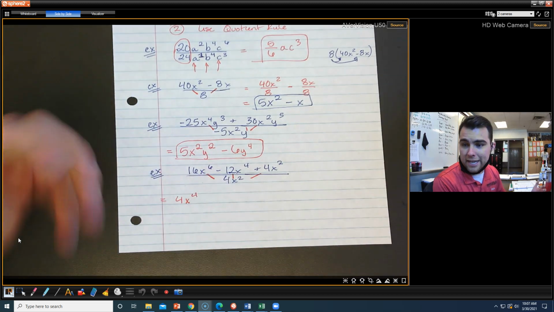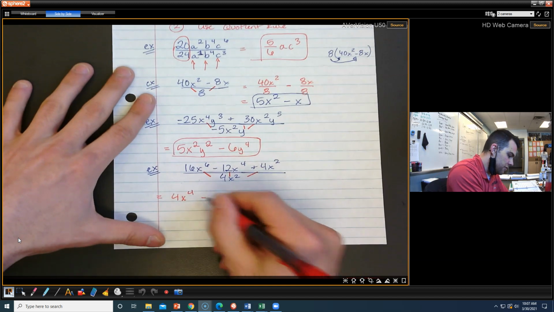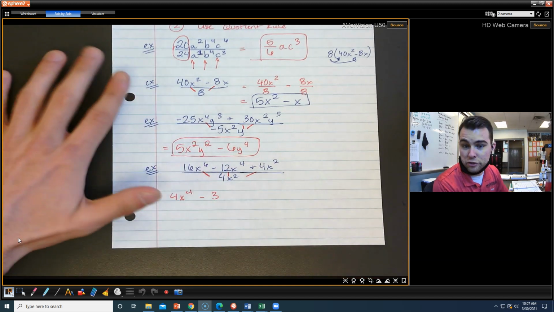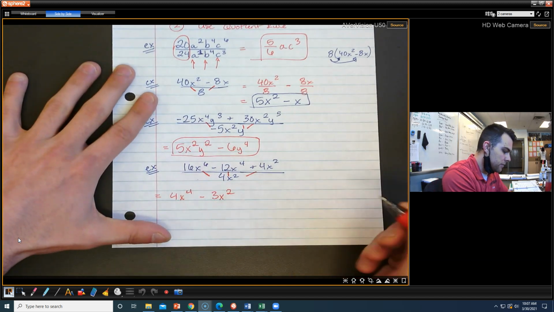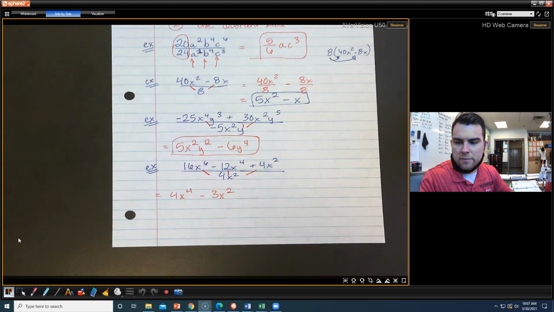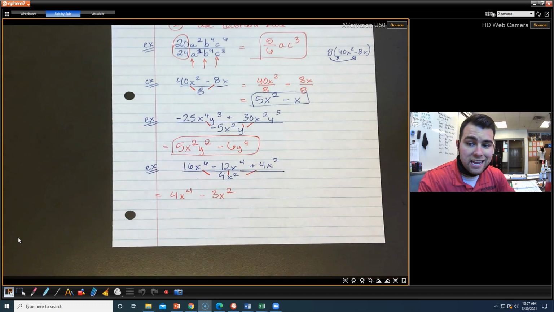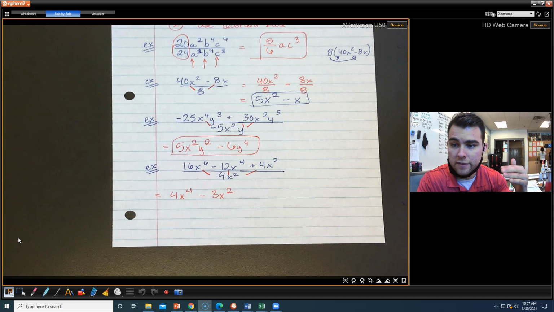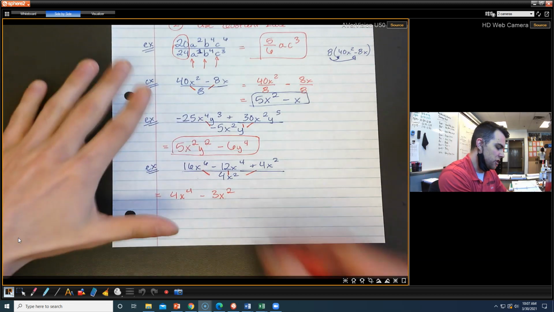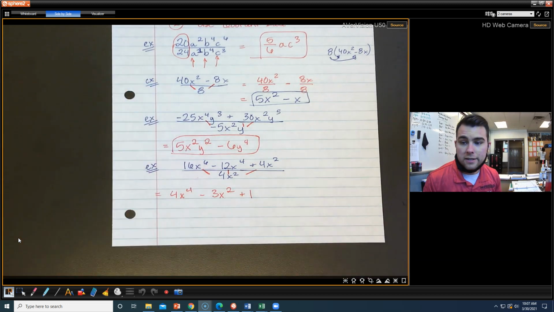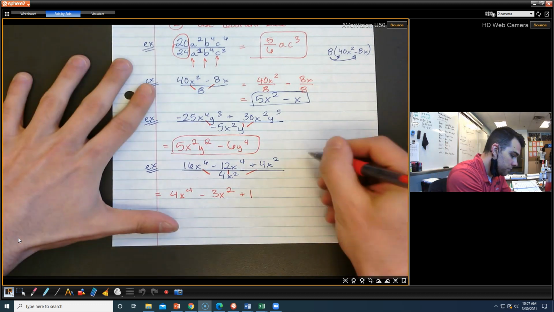Move on to the next one. Negative 12x to the fourth divided by 4x squared: negative 12 divided by 4 is negative 3. And then we're going to get x to the second power. And now we have 4x squared divided by 4x squared. Those are the same exact thing. Because something divided by itself always equals 1, we could just put plus 1. Now, maybe you're not satisfied with that.